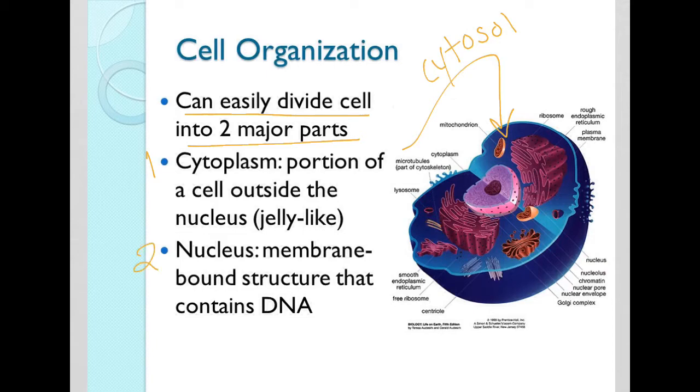And then part number two is the nucleus. And so the nucleus is this big central item right here. And it is a membrane-bound structure. And remember, we know that nucleus is what defines eukaryotes, and eukaryotes have membrane-bound organelles, so it's surrounded by a membrane. It's a membrane-bound structure that contains DNA.